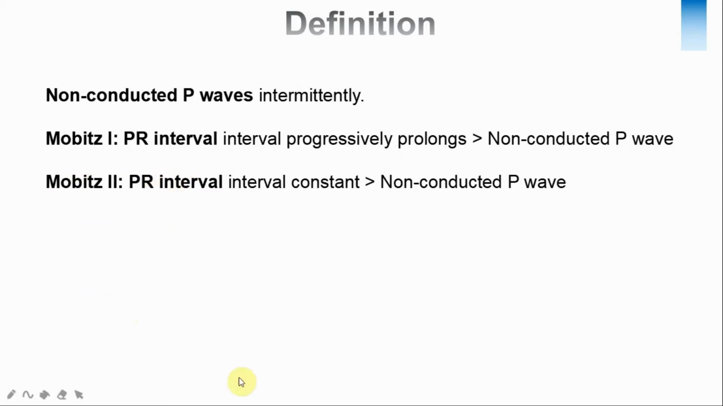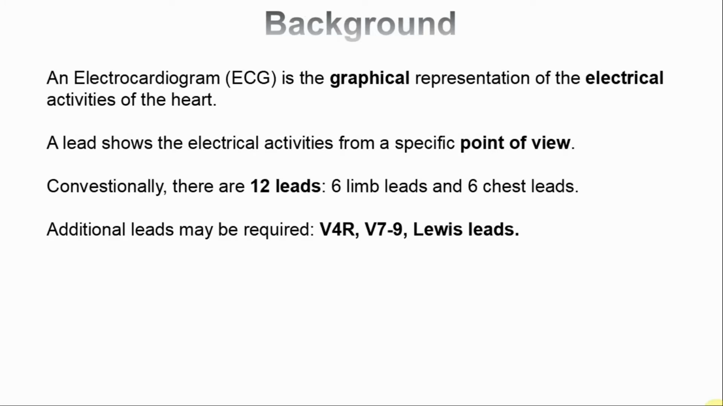In Mobitz type 2, however, the PR interval is constant, no prolongation of the PR interval, but still there is a non-conducted P wave. So we'll talk about the differences between them. There are a lot of differences between Mobitz type 1 and Mobitz type 2. There are differences in the ECG, differences in the management, and differences in the ultimate outcome as well. So a little bit of background about ECG.